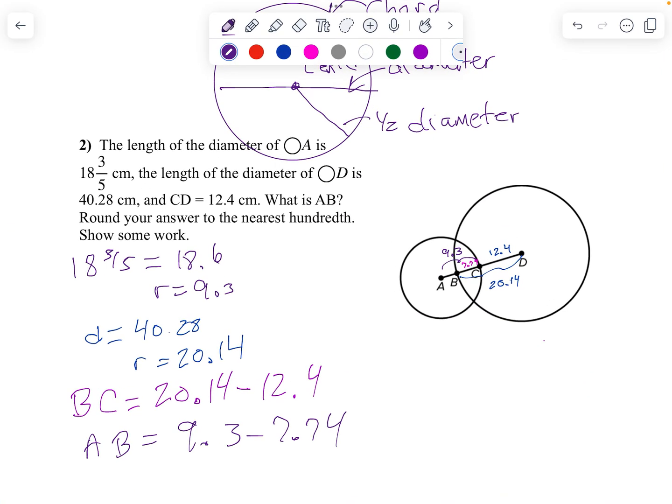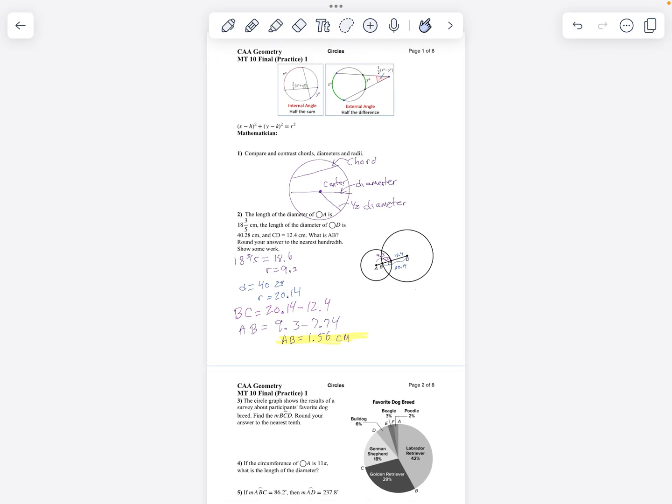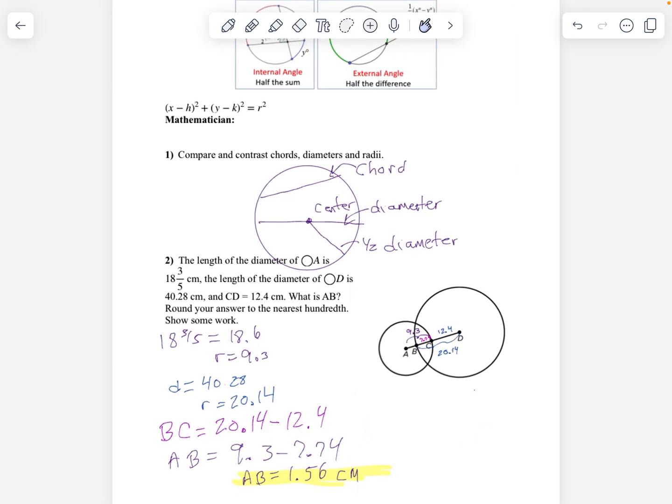And don't forget your units. 1.56. In this case, they're centimeters. Anything with measurements has to have units unless there are no units at all in the problem. But if I give you units, I probably want units for an answer. And there's page 1.